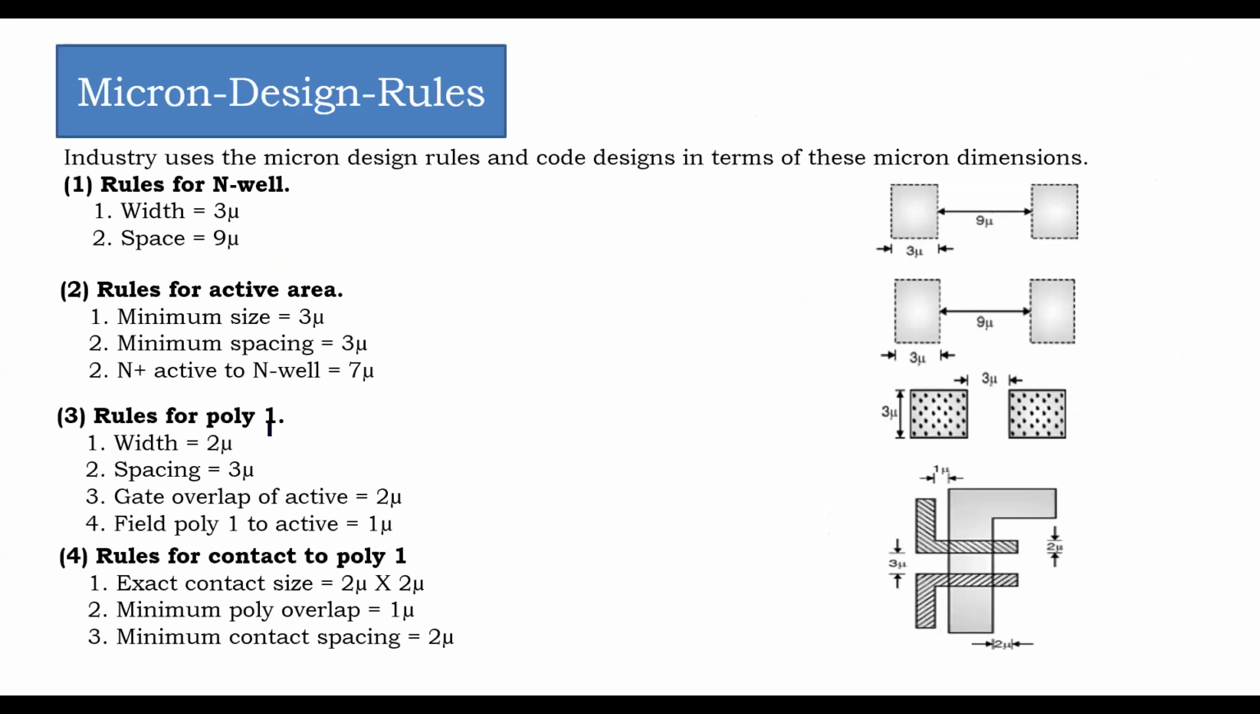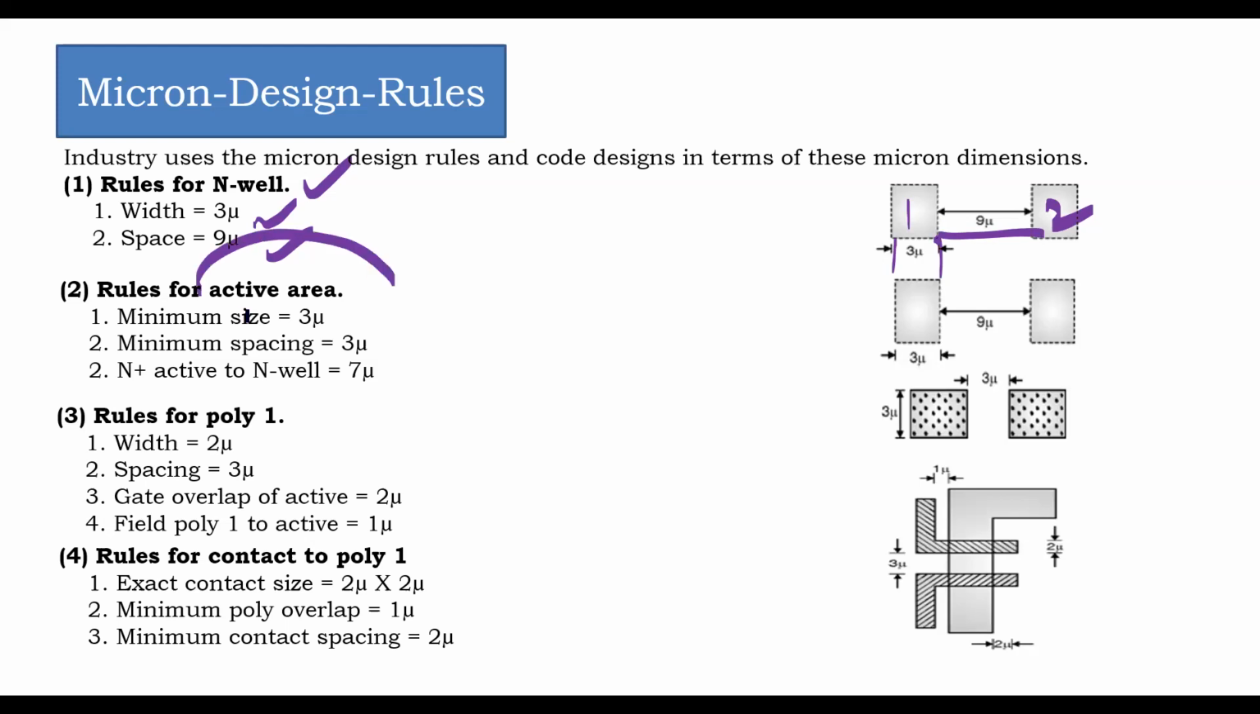So the second rules, for N well, width is 3 microns and space is 9 microns. So this is the one well. This is one more well. 2 wells. The minimum width is 3 lambda. Okay. The space between the two wells is 9 lambda.